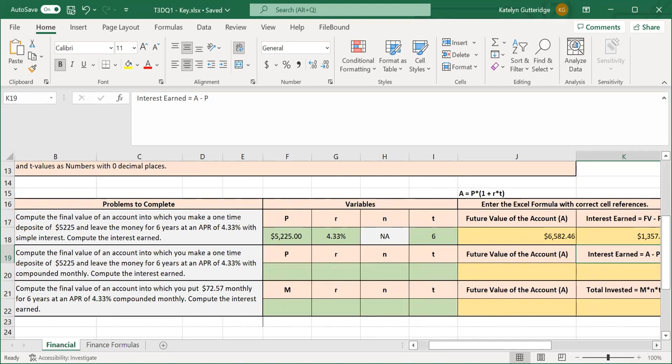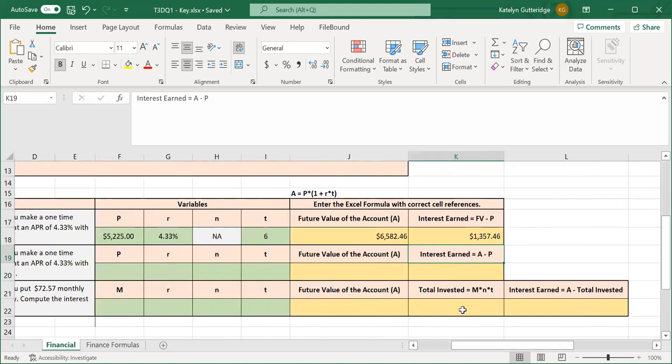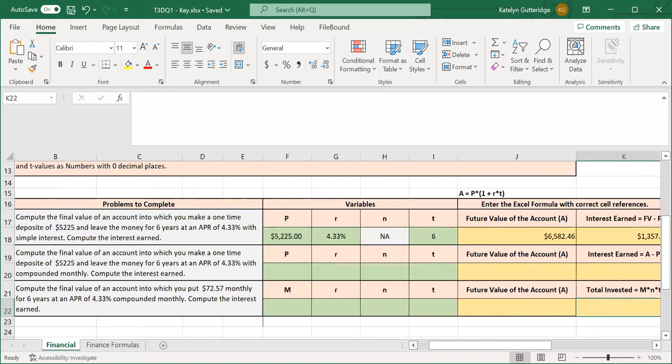If we go look at our gold cells, we're also going to compute the total investment. We need to find that total investment because that helps us find the interest earned. So first thing we're going to do is find the future value of the account. Then we'll figure out how much we paid into the account and then we'll figure out how much free interest we earned. All right, so which finance formula do we need?